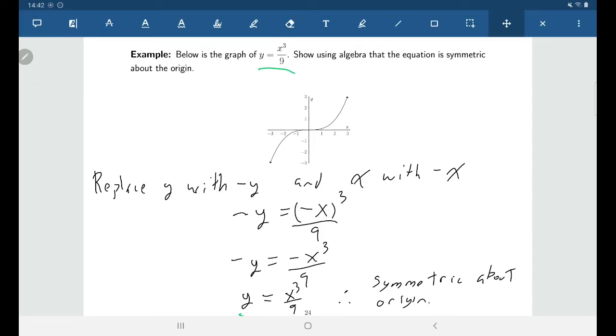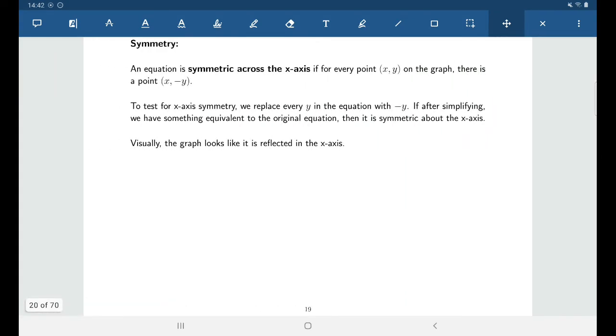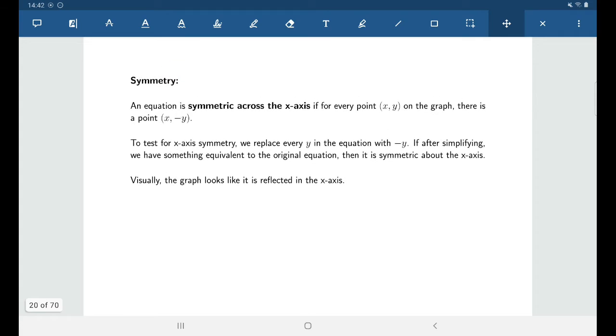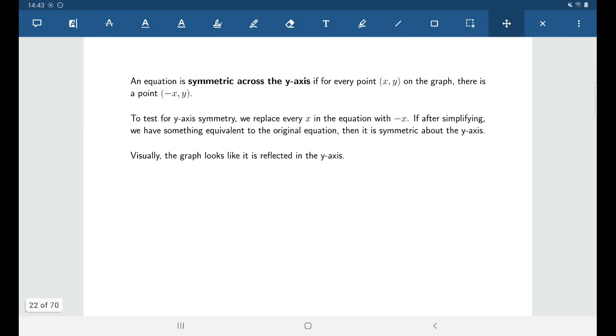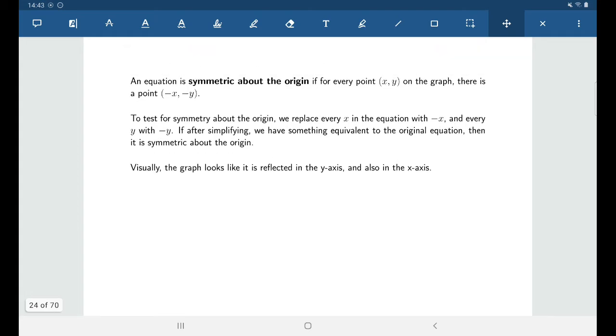So notice here that for all three types of symmetry, we're basically doing a little substitution to check that. If it's symmetric across the x-axis, that means replacing y with negative y leaves us with the same equation. For symmetry across the y-axis, replacing x with negative x, does that leave us with the same equation? And then finally, symmetry about the origin, if we replace the x and the y with a negative x and negative y, do we get the same thing back?